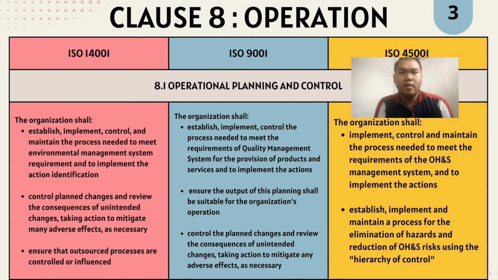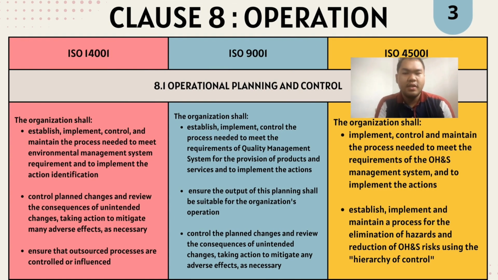Next is Clause 8 Operation. 8.1 Operational Planning and Control. For ISO 14001, the organization shall establish, implement, control, and maintain the processes needed to meet environmental management system requirements and to implement the actions: control planned changes and review the consequences of unintended changes, taking action to mitigate any adverse effects as necessary, and ensure that outsourced processes are controlled or influenced.